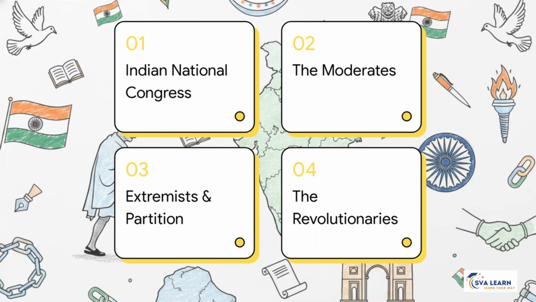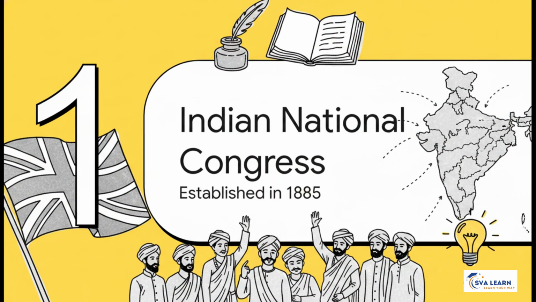Okay, here's your ultimate three-phases blueprint for today. We'll hit the Indian National Congress, move on to the moderates, dive into the extremists and the Partition of Bengal, and finally look at the revolutionaries. Let's jump right into Section 1, the Indian National Congress.